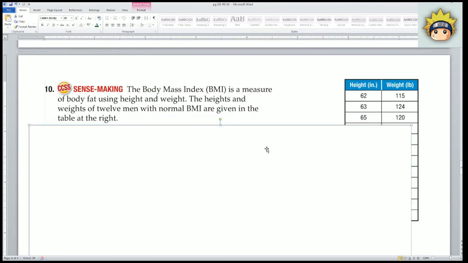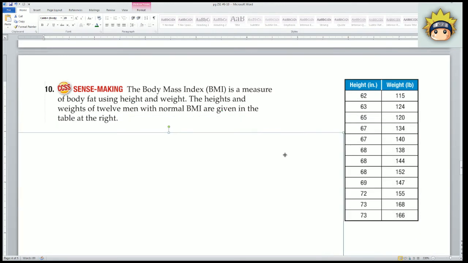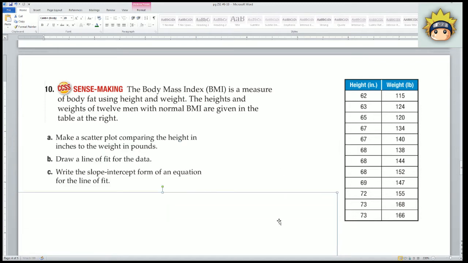It says the body mass index, BMI, is a measurement of your body fat using height and weight. The heights and weights of 12 men with normal BMIs are given in the table. The first one asks us to make a scatter plot to compare the height in inches to weight in pounds, draw a line of fit for the data, and write the slope-intercept form of the equation.